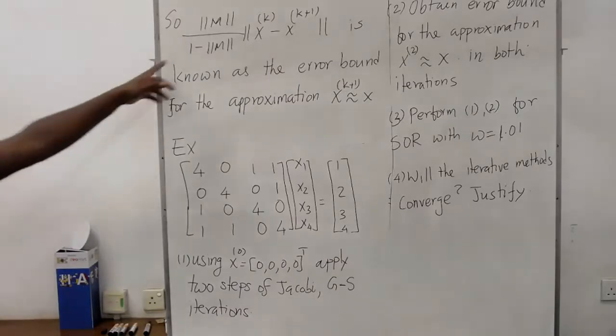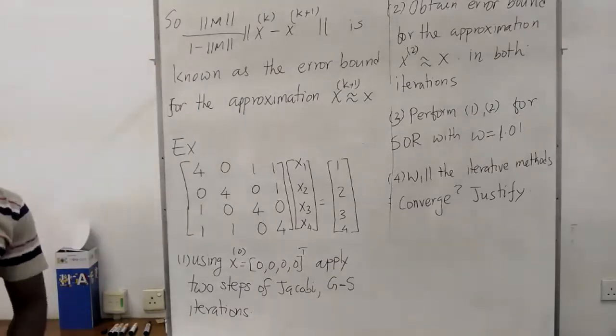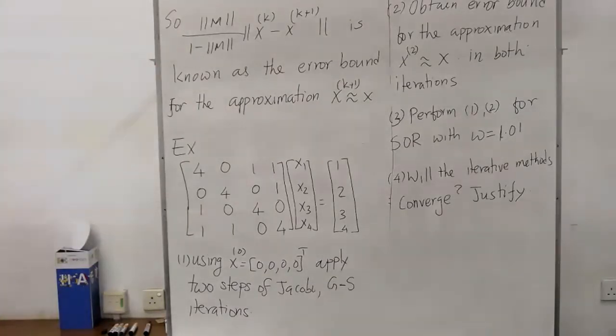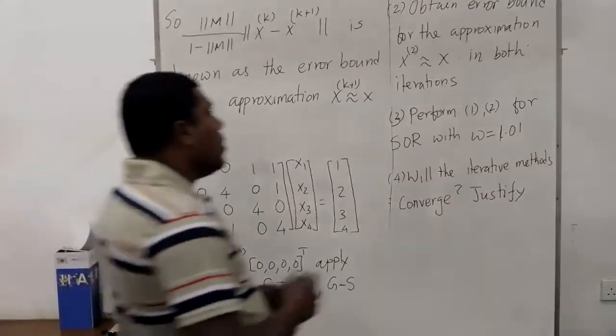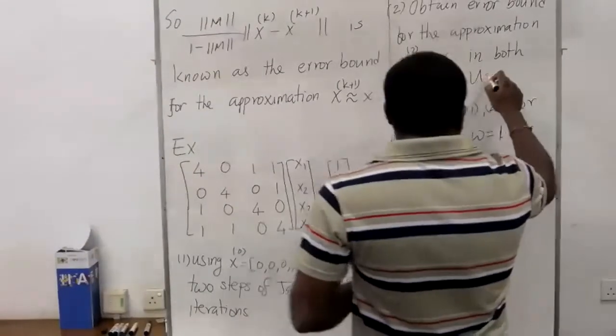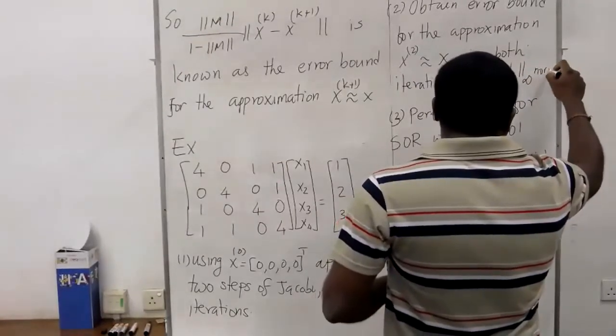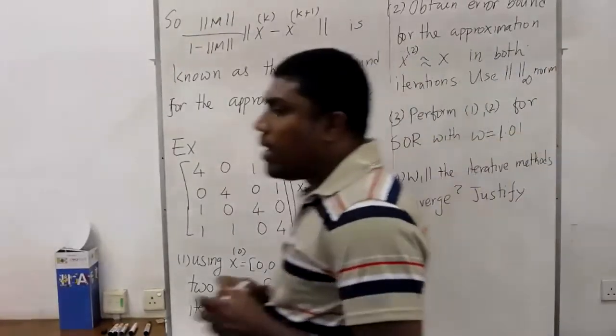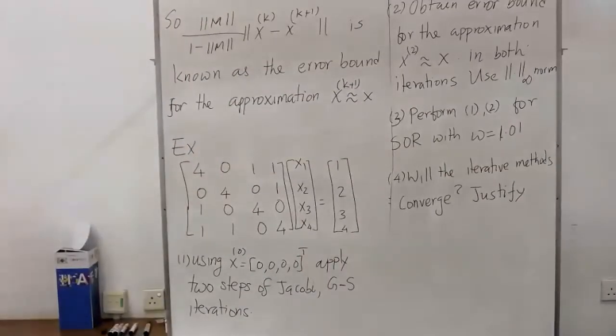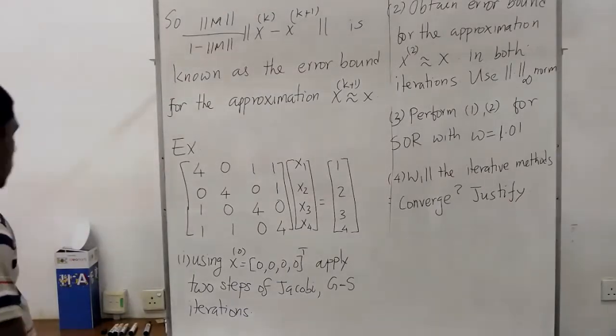You have a formula for error bound. They will give you what kind of norm you can use. So here, let us say we use infinity norm, that is maximum norm. For a matrix, it is the maximum row sum norm.